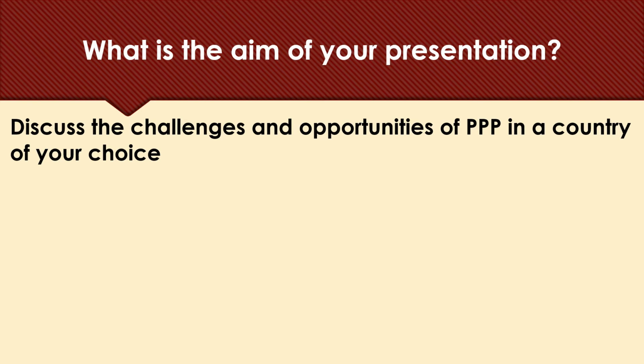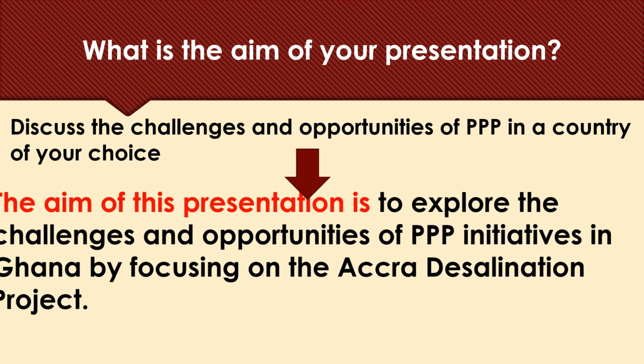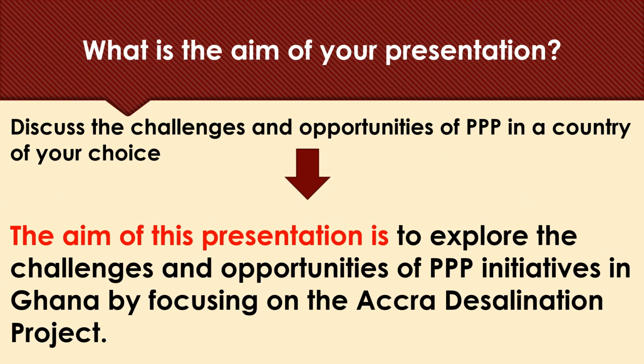So from this assignment question, we get this. The aim of this presentation is, notice how the student started very directly, very explicitly. It's always good to start your aim with these words. The aim of this presentation is to explore challenges and opportunities of PPP initiatives in Ghana by focusing on the Accra project. Very direct, very straight to the point.